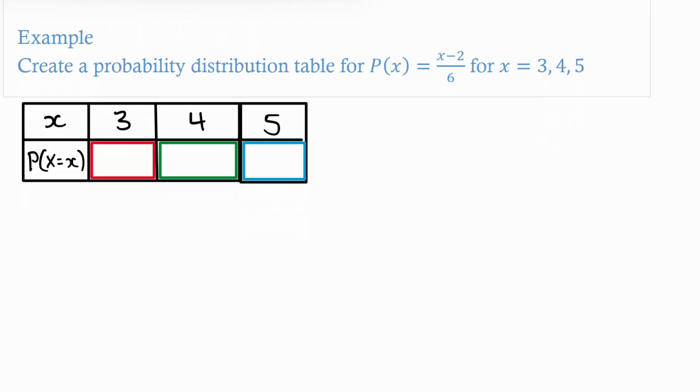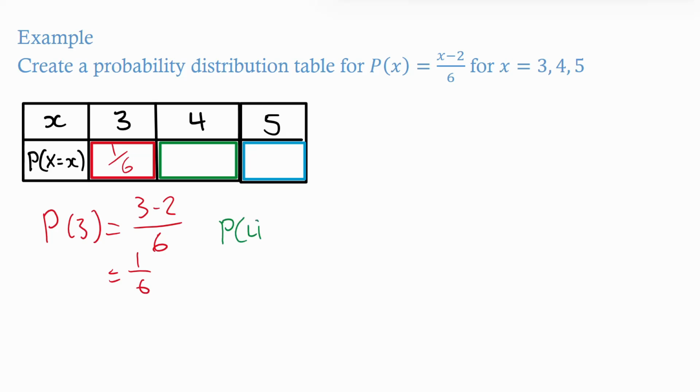Here we're going to create a probability distribution table for our P(x), our probability distribution function for x equals 3, 4, and 5. If we look at the red box, we're going to focus on that first. What we're doing is we're changing our x to 3. It's very similar to how we operate with functions. So our probability of 3 is going to equal 3 minus 2 over 6. So we get 1 over 6. We then go to green and we do the probability of 4.